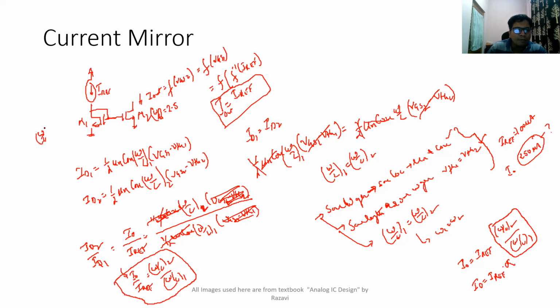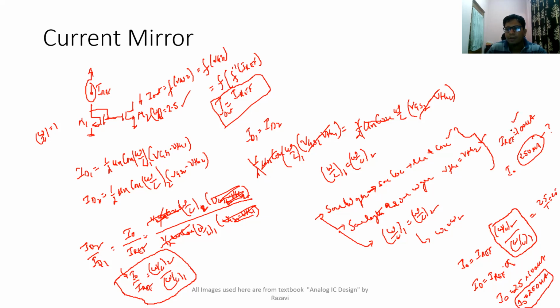So I will choose W by L of the first transistor equal to 1, whereas W by L of the second transistor equal to 2.5. When I use this, this ratio, 2.5 by 1, turns out to be 2.5. So therefore my I naught will be 2.5 times my I reference, which is 100 microamperes, which ultimately gives me 250 microamperes.